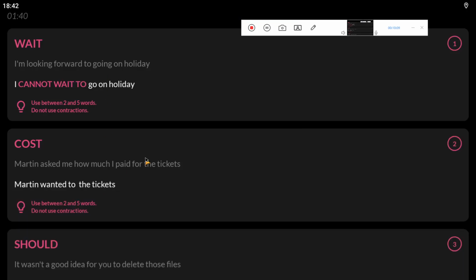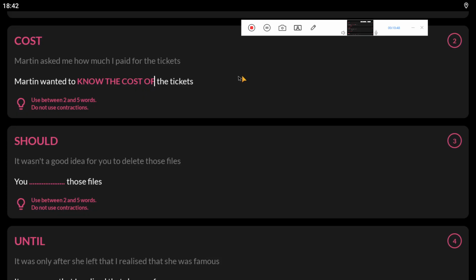Okay, the next one, please. We have as the keyword cost. And it says, Martin asked me how much I paid for the tickets. Right? So Martin wanted to what? Think of the answer, please. Maybe Martin wanted to know the cost of the tickets. Yes. Martin wanted to know the cost of the tickets. Perfect. Terrific, my dear Alan. Thank you so much.